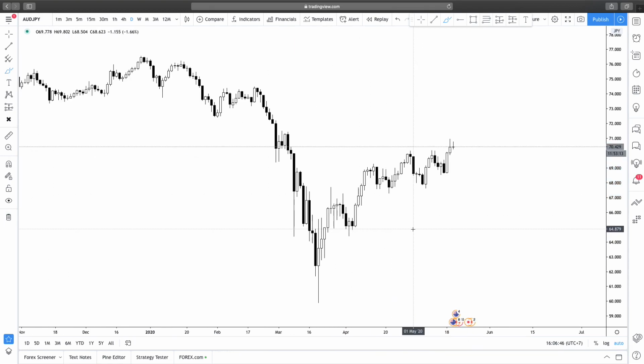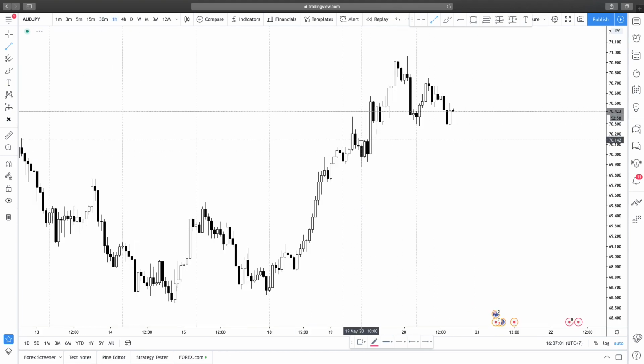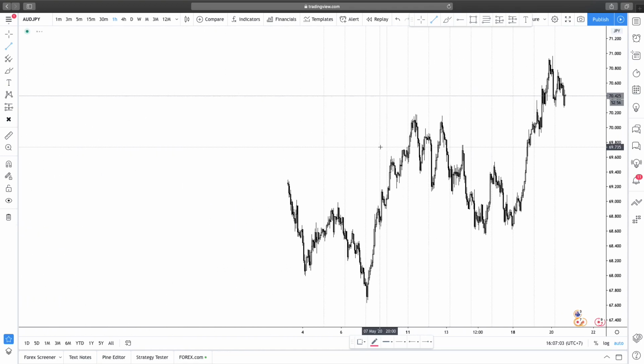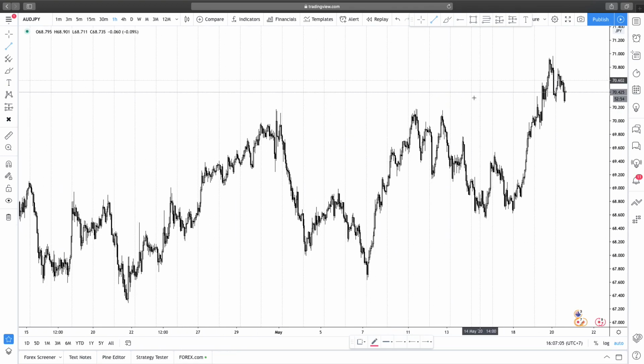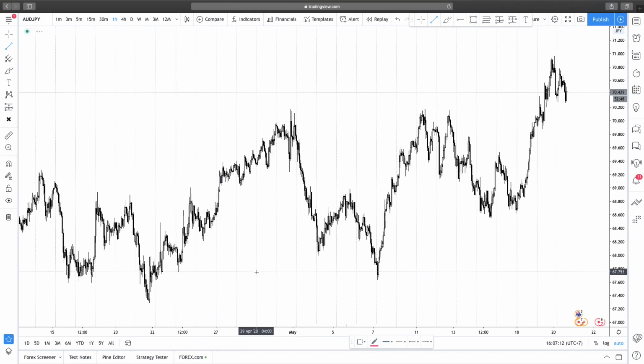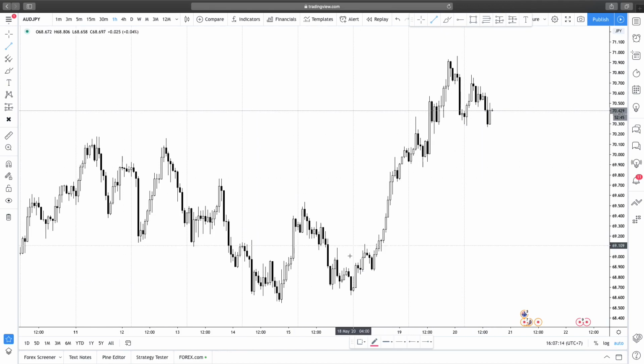The monthly open comes in somewhere over here. Not that important to us, but we're close enough. We're around it. We have other factors of confluence. Generally speaking, when the market opened for the week, we were looking for reasons to go long. So if we come back to Monday's open, you can see what happened over here.